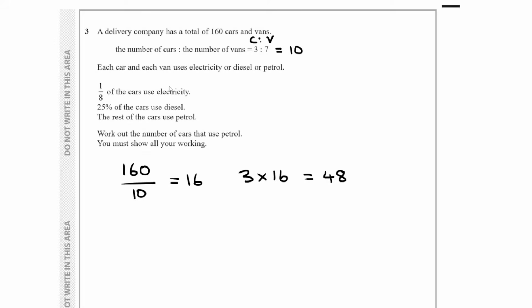So now, carrying on to the next bit of information. We've got 1/8 of the cars use electricity, so 1/8 of 48. That's the cars, right? So 48. Working out an eighth is just divide by the denominator, which is 8, so 6. So 6 cars are using electricity.